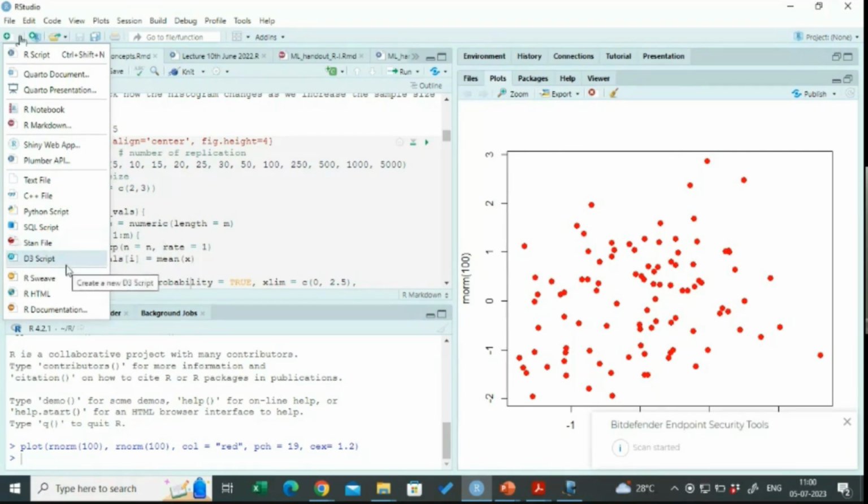So you can create an HTML file also, and then you have an R documentation file also. So there are many options. R Notebook is also a very wonderful feature. Plumber API I have never used. But many of them I have used, and I utilize them for the purpose of teaching and research.